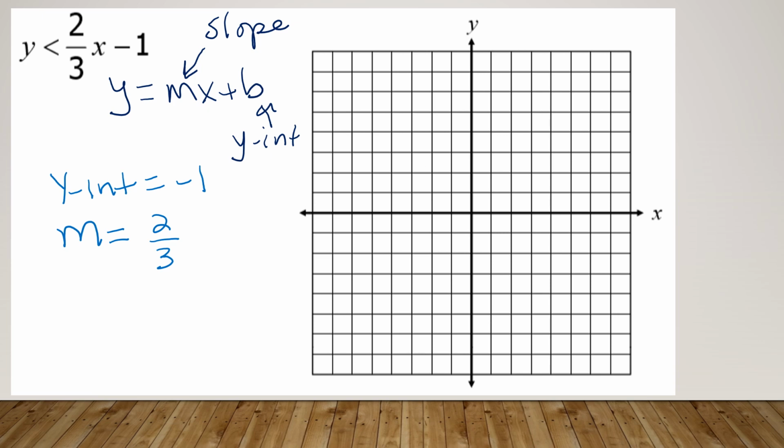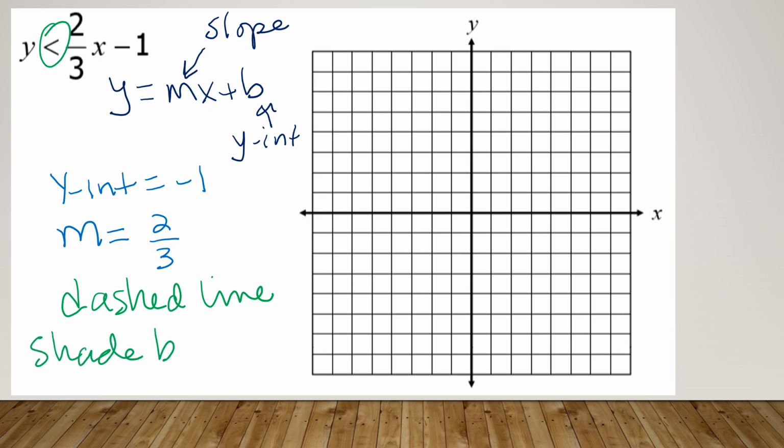A few other things that we have to look at. Our inequality is less than, so that means we are going to have a dashed line, and we will shade below the y-intercept.